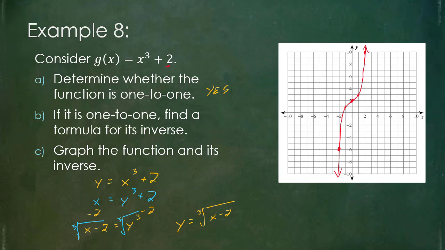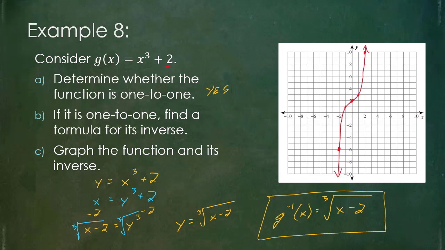And since it was 1-to-1, I actually should be able to write this in function notation and really say, instead of having it as y equaling the cube root of x minus 2, I could say that it's really g inverse of x equals that cube root of x minus 2.